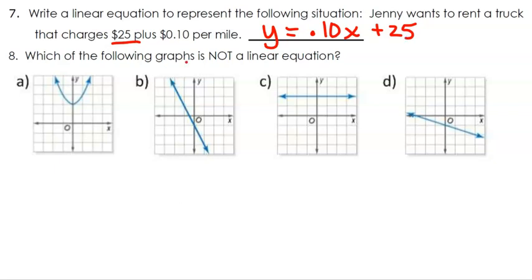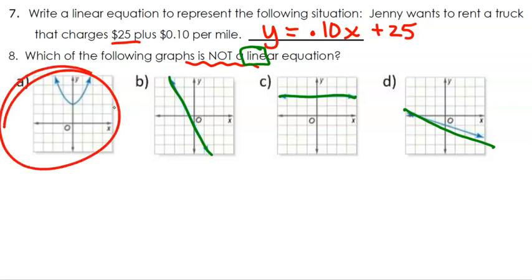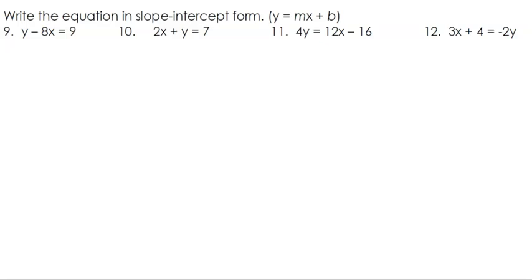The next question asks us which graph is not a linear function. Well, a linear function is anything that makes a line. B is a line, C is a straight line, D is a straight line, so that means that A is non-linear. Question number 9 asks us to rearrange each sentence so that it's in slope-intercept form.